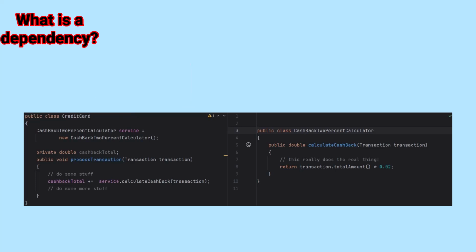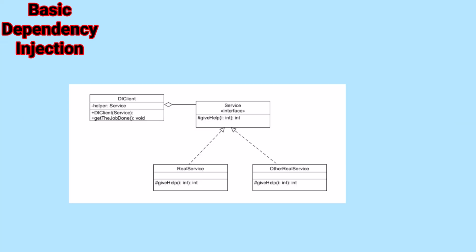Dependency injection is going to fix this for us. This is the most basic version of dependency injection. And we could say this is the strategy pattern. We have multiple concrete services that all implement the service interface. The constructor of client takes a parameter that is a service, and it uses that to get the job done.